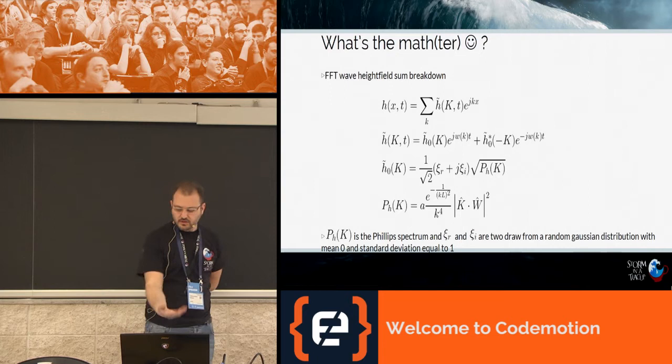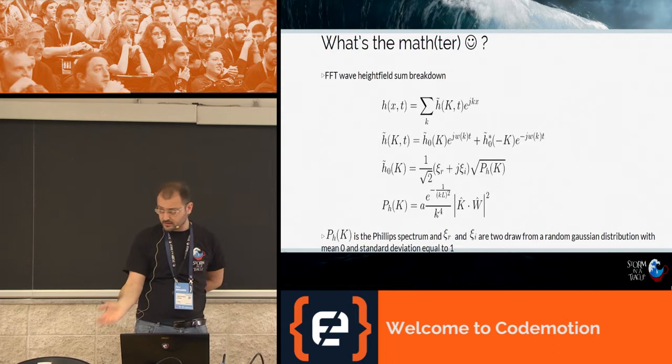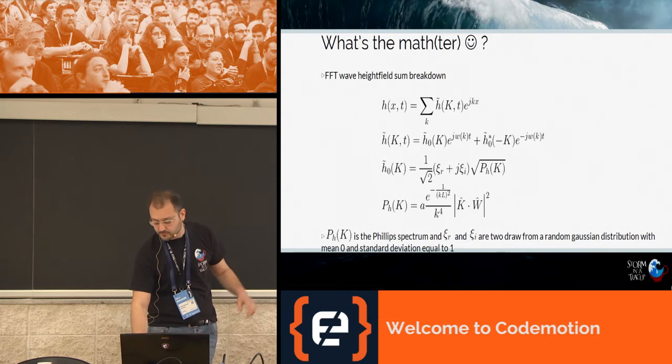So you can generate these. You take the Gaussian distribution, you put standard deviation 1 and mean 0, and you get all the samples. And you can store them in advance, so you can pre-calculate them in a texture.